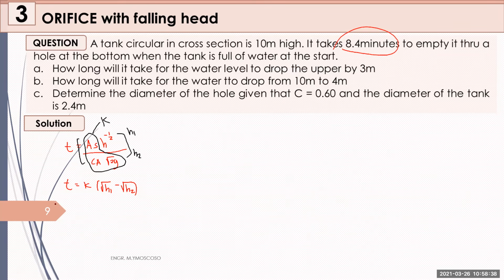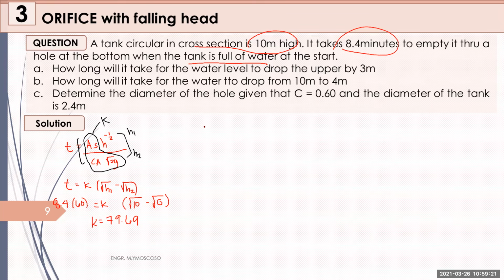How? The time would be 8.4 minutes times 60 to convert it into seconds, times K times the square root of H1. Take note that the tank is full. The height of the tank is 10 meters, so the water surface to the orifice is considered as 10 meters. What will be the H2? At 8.4 minutes, the water inside the tank is emptied. Therefore, H2 is considered as 0. I hope you understand that. Therefore, the value of your K would be 79.69.